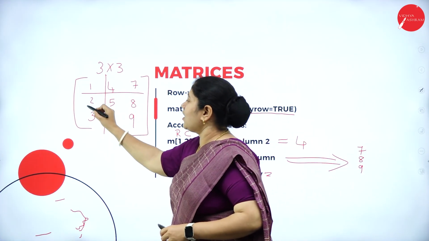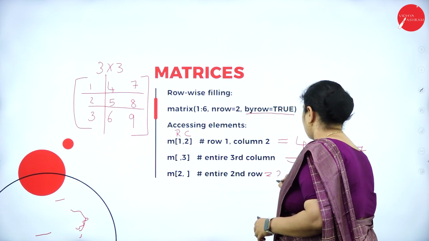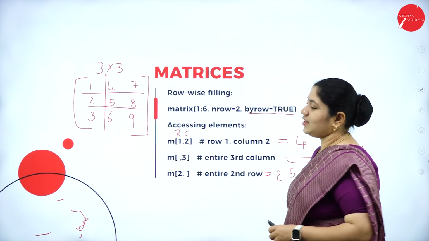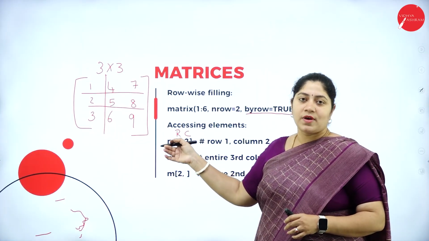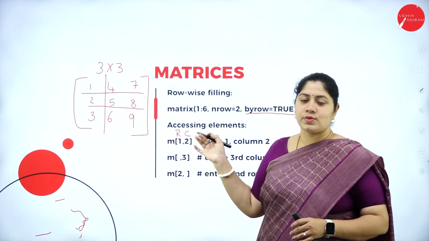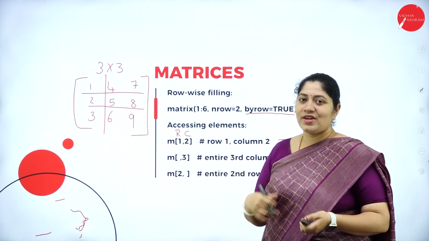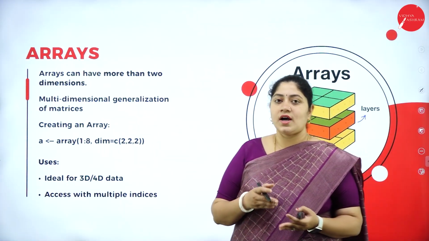Yes, it's none other than 2, 5, as well as 8. So this is how we'll be going to access the elements inside our matrix using the R language. Clear, right? Now let's understand what is an array.